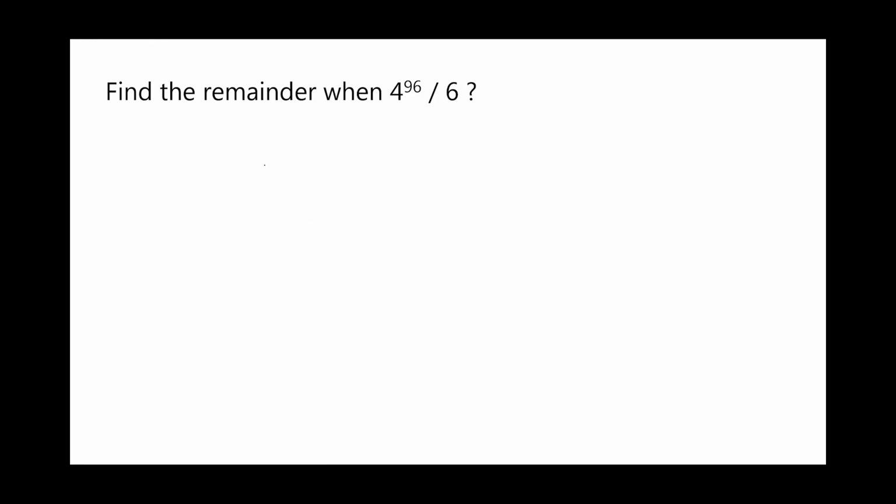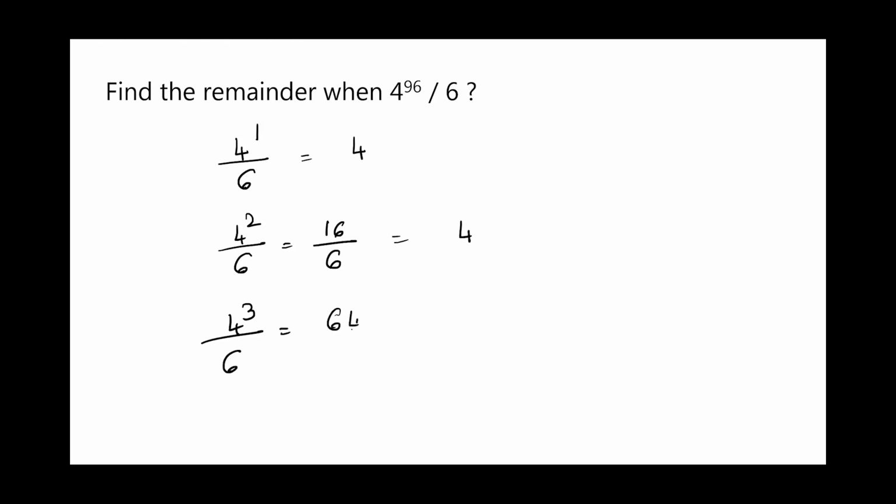So what we do is we try to see a pattern. How do I see the pattern? I'll take some easy numbers, which is 4 raised to 1 divided by 6. I get 4 as a remainder. So if I have 4 square, which is 16, and I divide 16 by 6, 6 2s are 12, 16 minus 12, the remainder is 4. What if I divide 4 cube by 6, which is 64? So if I divide 64 by 6, I'm interested in the remainder. So I get the remainder 4.